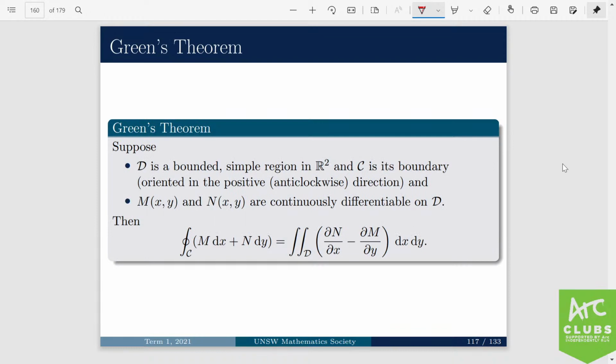And lastly, for line integrals, we have Green's theorem. So Green's theorem says that we'll have some conditions. So let's say we have some region D, which is bounded and simple. If you remember the definition for simple, that just means it doesn't cross itself.